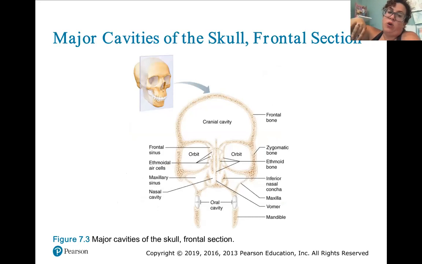Okay, orbital cavities hold your eyes. We have the sinus cavities, which we'll go into a little bit more. Nasal cavities is where the air comes in from your nose, and the oral cavity, which you guys will be your bread and butter.